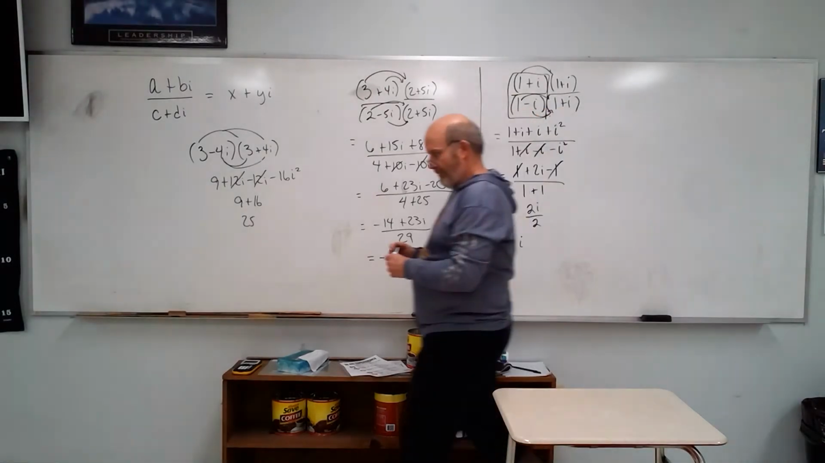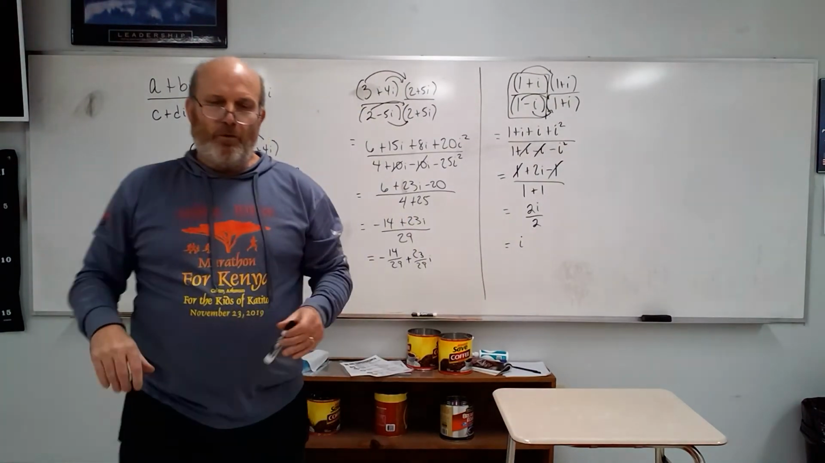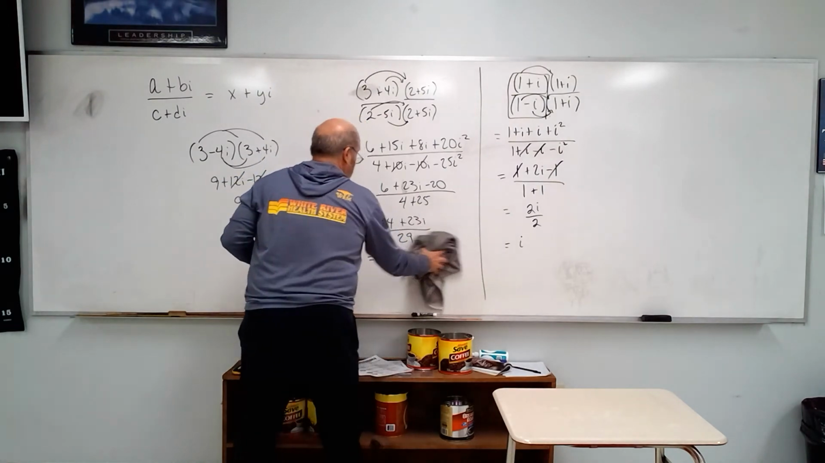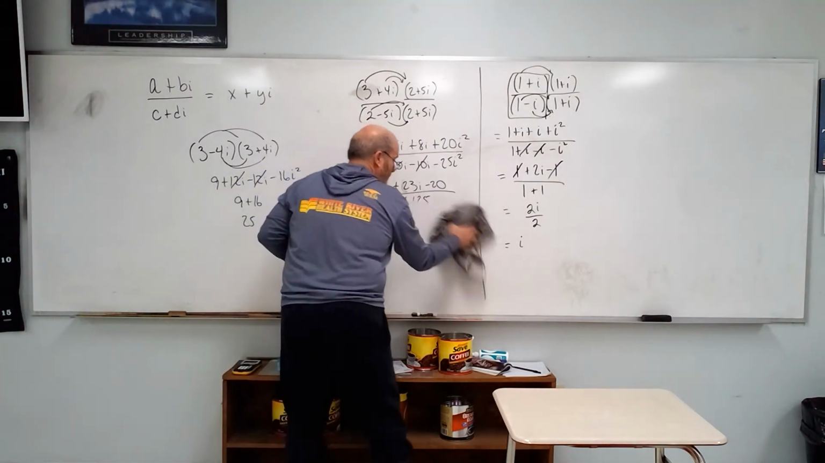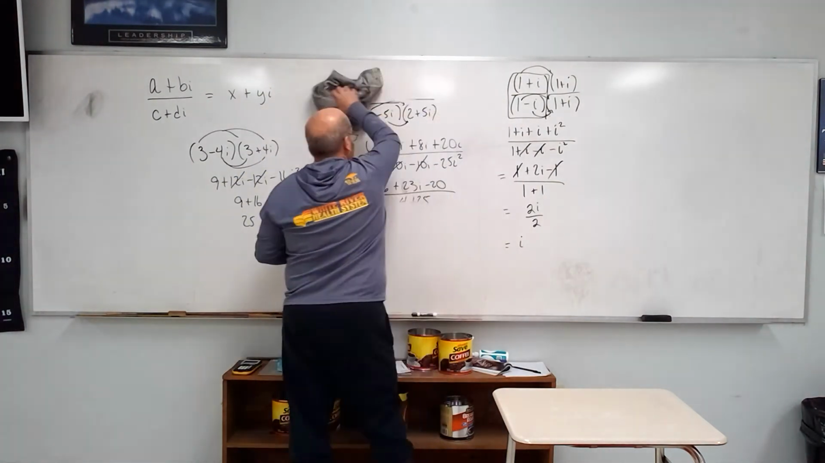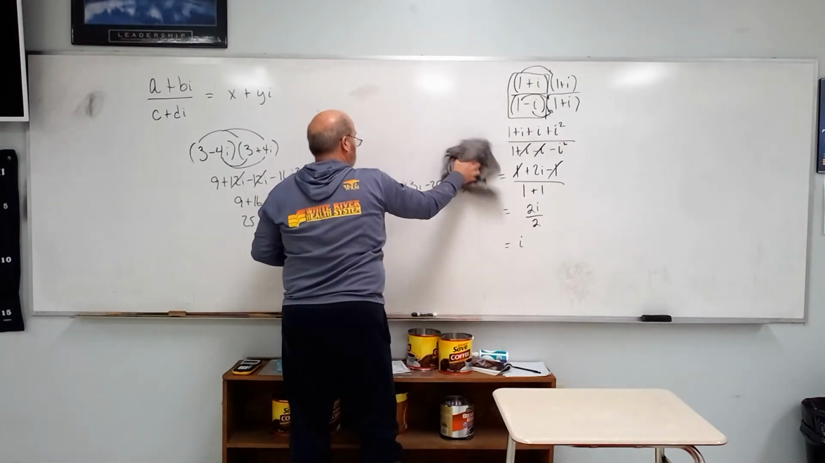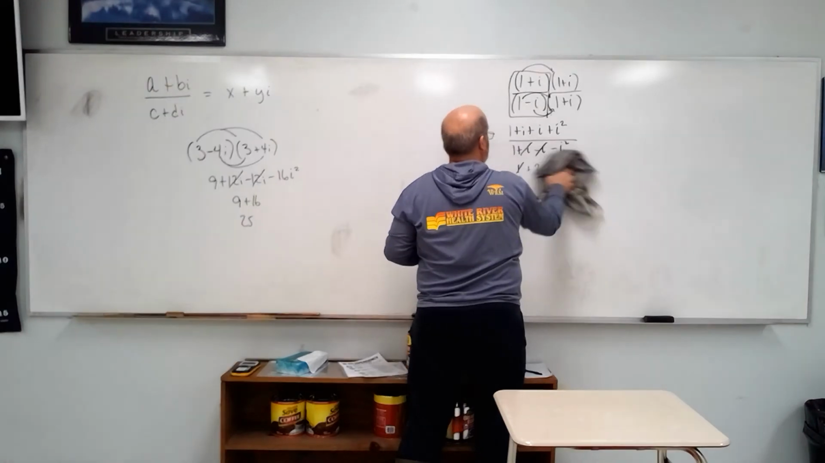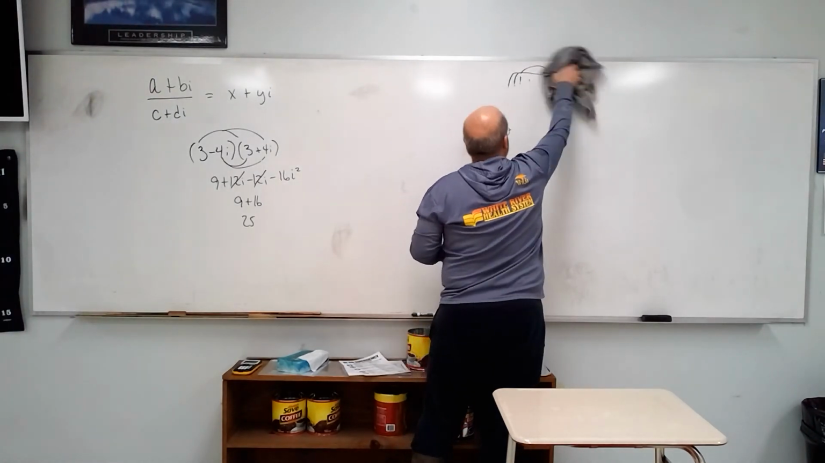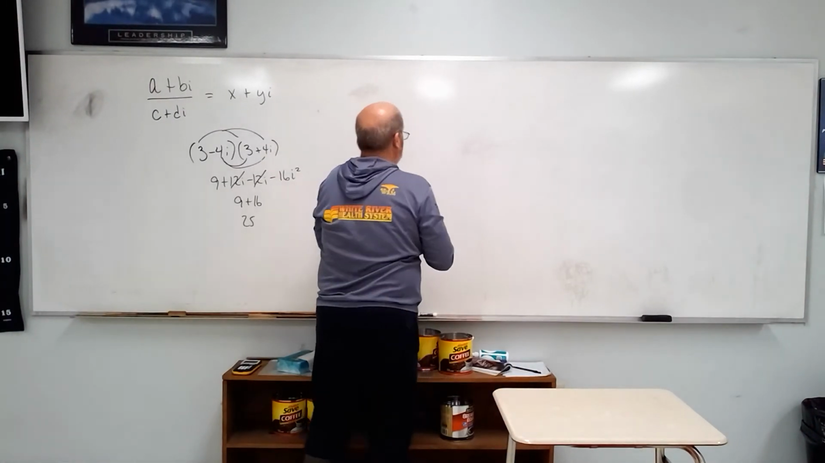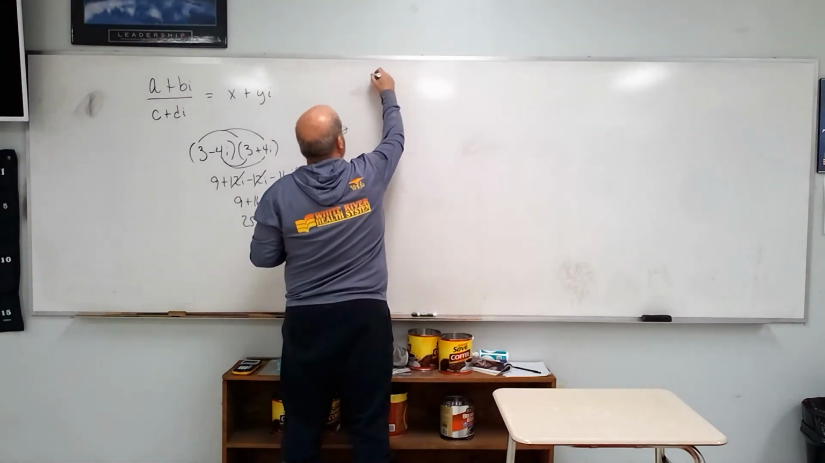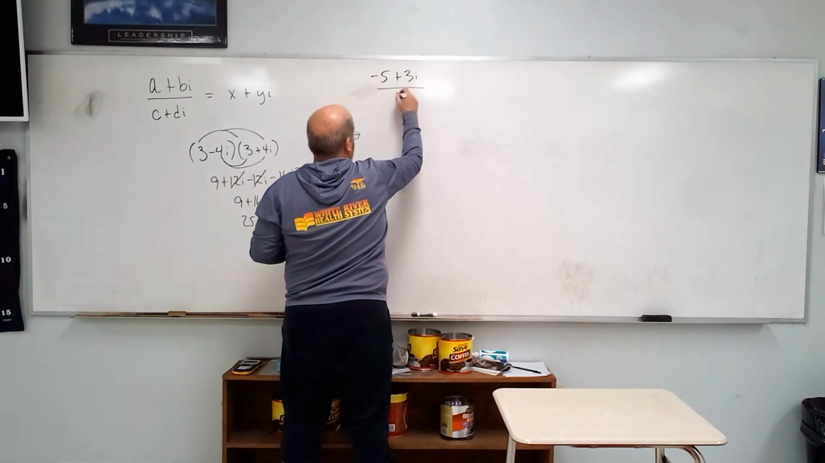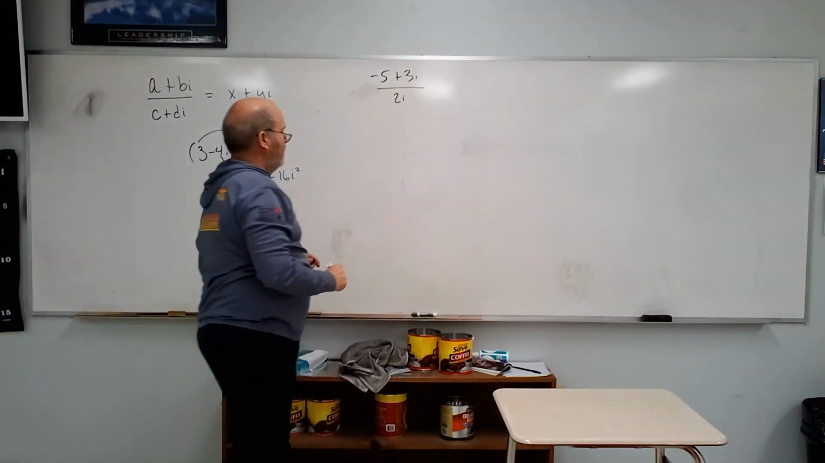That's a pretty neat thing. Let's look at a couple more examples, and then you'll have learned how to divide complex numbers. Let's look at an example where we have a strictly imaginary number in the denominator. So the real part is 0. So let's do negative 5 plus 3i divided by 2i.